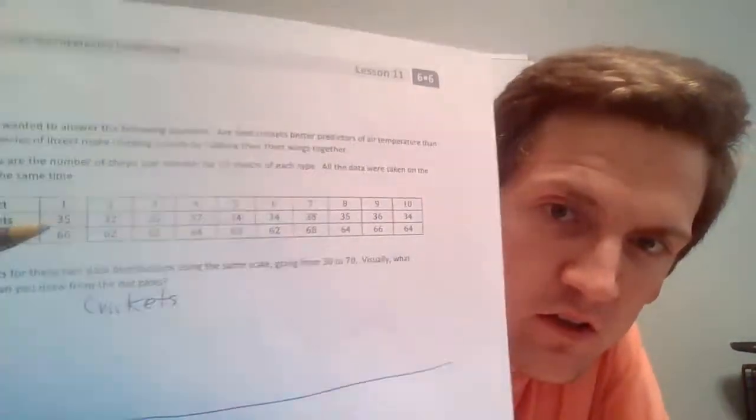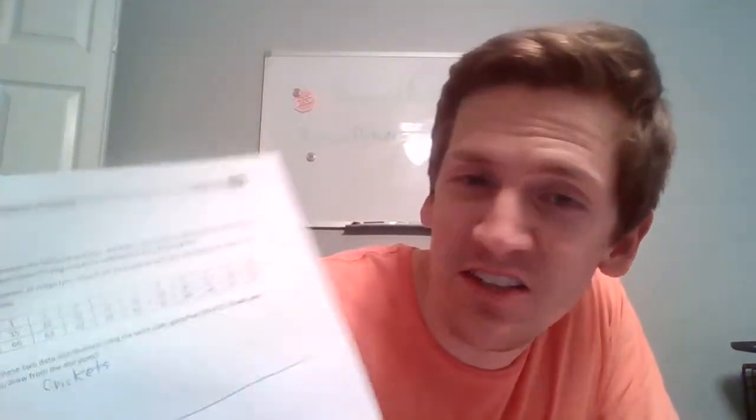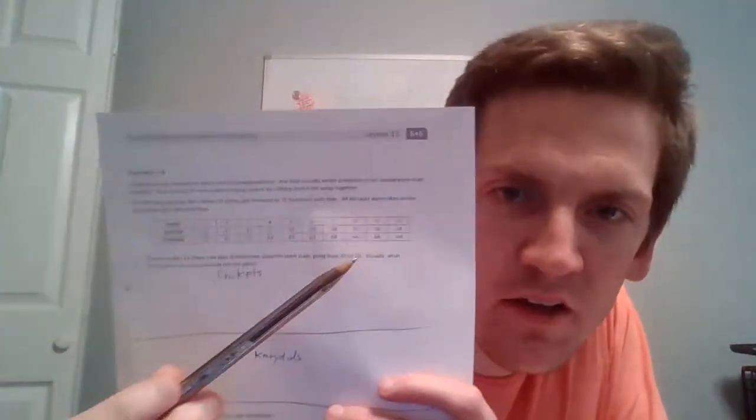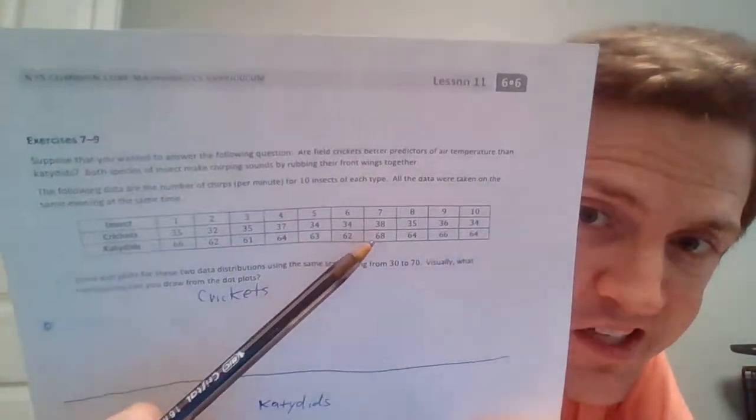If I look through crickets, since crickets have clearly smaller numbers, I'm going to find their smallest one. And it looks like for crickets, the smallest number in that table is a 32. Oh, that's 35. Not the easiest to see these backwards. So 32 for cricket is the smallest. And then the largest one on katydids is 68. So my range seems to go anywhere from 32 to 68.